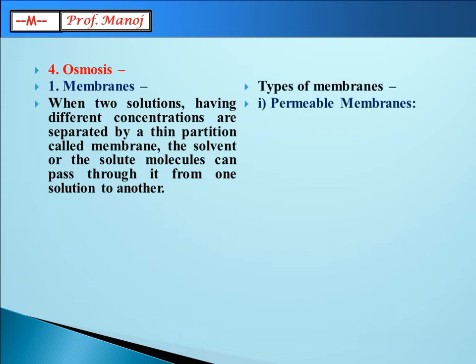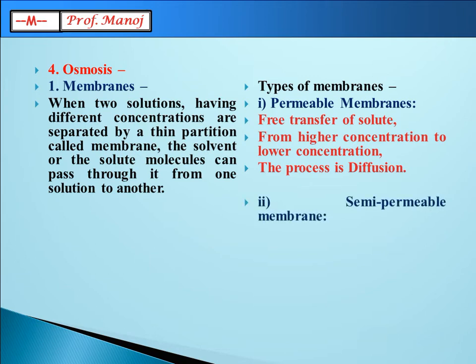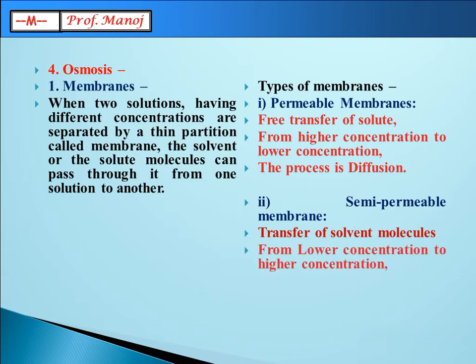There are two membranes. First type is called permeable membrane. It allows free transfer of solute. Important thing is these free transfers of solute happen from higher concentration to the lower concentration. This process is termed as diffusion. The second type is called semi-permeable membrane. Here you can see an opposite point. The transfer is happening of solvent molecules, that too from lower concentration to higher concentration. This process is termed as osmosis.